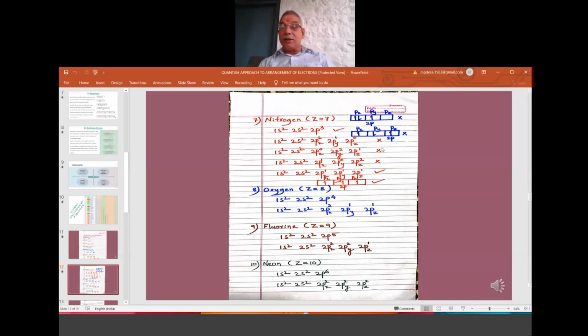Symbolically, we write it using a single-headed arrow. In 2px 1 electron, in 2py 1 electron, in 2pz 1 electron. How to write? With either an upward arrow or a downward arrow. Don't write one upward, one downward. One upward, one downward is written only when 2 electrons are in the same orbital.